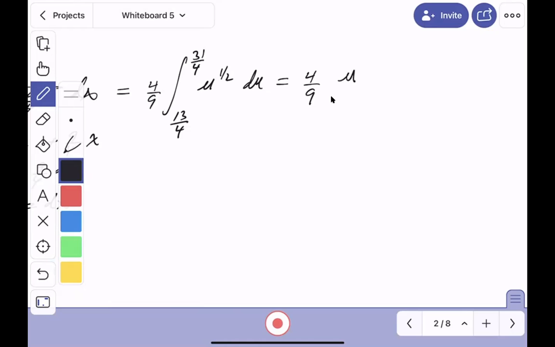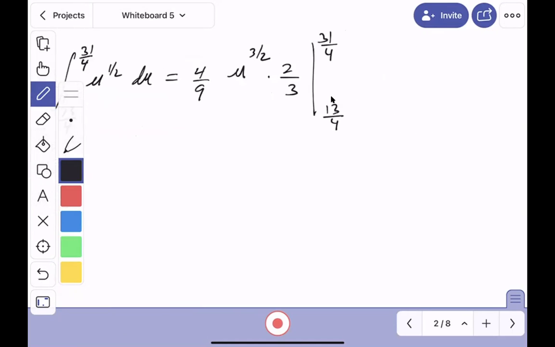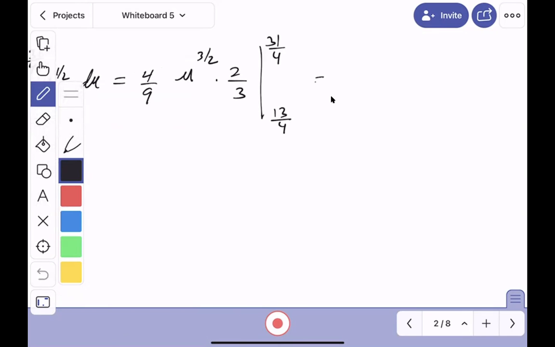For u, I have to increase it by 1, that's 3 halves. And divide through by 3 halves, which is multiplied by 2/3. Limits of integration are going to be from 13/4 up to 31/4. Again, if you're better with arithmetic, I would say walk away. I'm better with arithmetic, but I'm not going to walk away. That's 8/27. And I'm going to evaluate that u to the 3 halves.